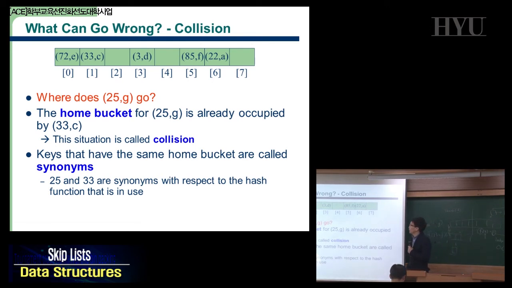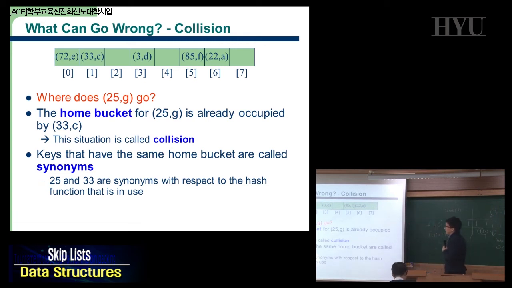Where does it go? The home bucket means where it should be going into, the location of that element in the list. The home bucket for 25G is already occupied by 33C. This situation is called a collision. We just ran into a case of collision. They collide together, fight for a spot.